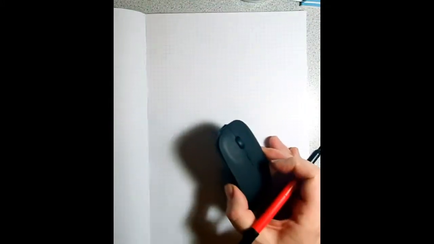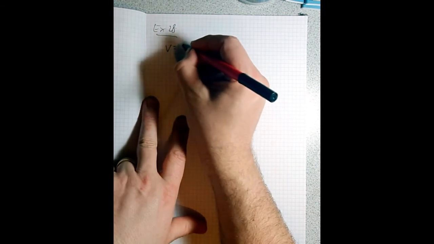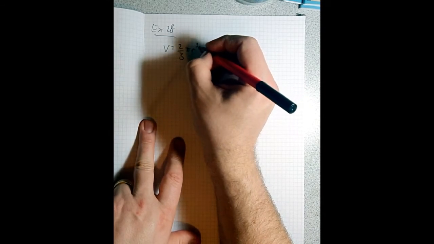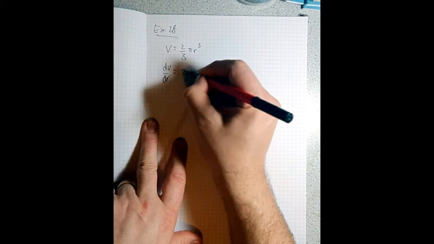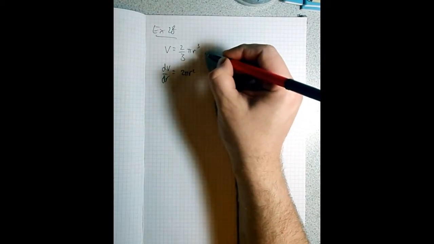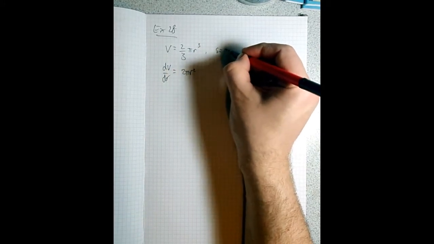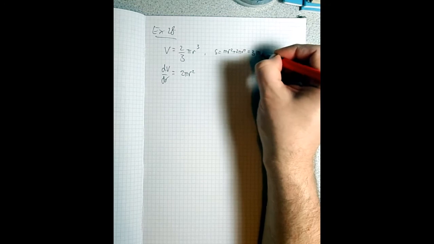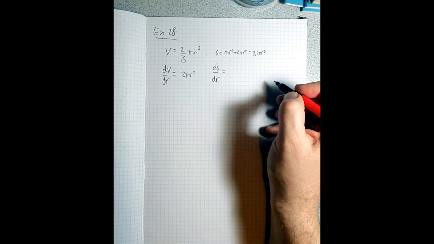Example 28. What have I got? V is 2/3 pi r cubed. So straight away I know I'm going to need dV/dr, so that's 2 pi r squared. S is pi r squared plus 2 pi r squared, which is 3 pi r squared. So dS/dr is 6 pi r.